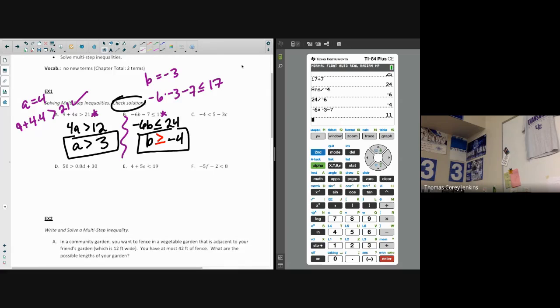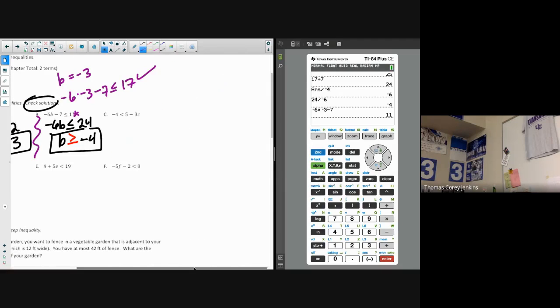Okay, let's do one more, and then I'll leave D, E, and F for you to maybe try on your own or check in the notes. They're always a little bit tougher when the variable's on the right side, okay, but same kind of principles apply.